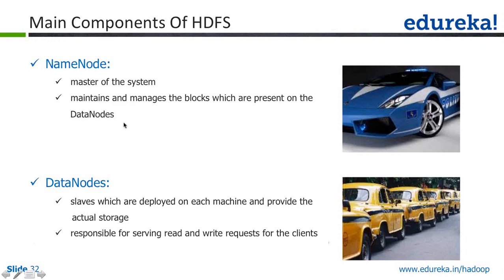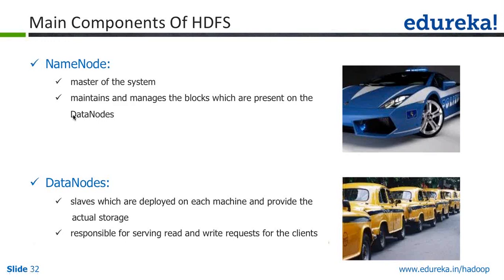It is the master of the system. It maintains and manages the blocks which are present in the data node. Now this is a very, very high availability machine. It will be a machine which will cost you a lot of money. But the whole idea is that in Hadoop, this is a single point of failure. Now, just to be very correct, in Hadoop 1.0, it is a single point of failure.